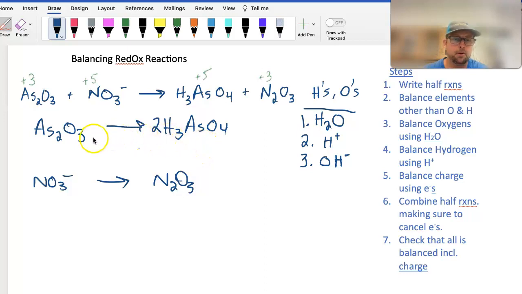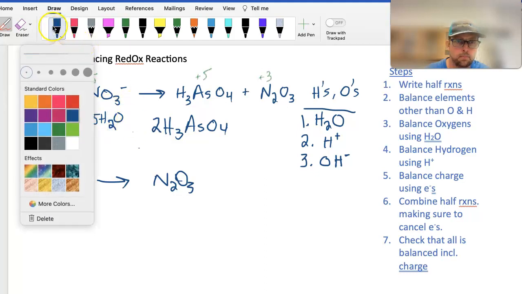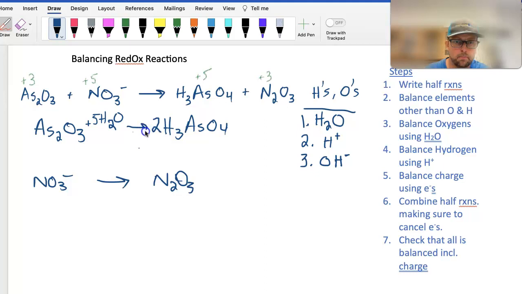Now we have a different number of oxygens on each side. It looks like we have 2 times 4, 8 oxygens over here, and 3 oxygens over here. So in order to balance this, we're going to write in 5 water molecules. Let me create a little bit of room here. So now our waters are used, 5 oxygens plus the 3 here, give us a total of 8 on the left and 8 on the right.